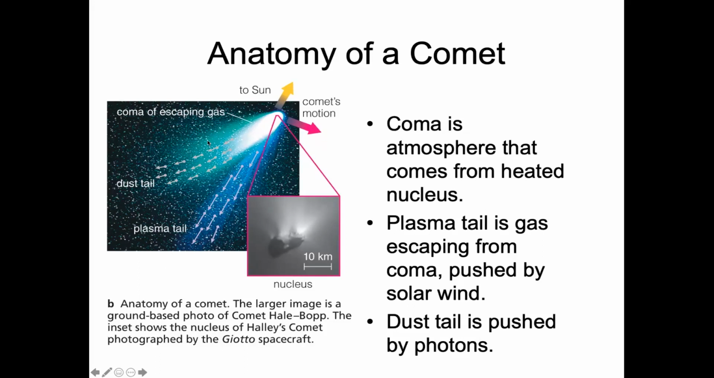And the dust tail we can see is not, well, not quite directly opposite the sun. It is being pushed away from the sun, but it's also sort of lagging behind the comet a little bit. All right, and this dust tail is being pushed by photons. Remember, photons are particles of light. And these photons are pushing on these bits of dust that are larger in size and are a little bit harder to move. And so we get a little bit of curvature in our dust tail.